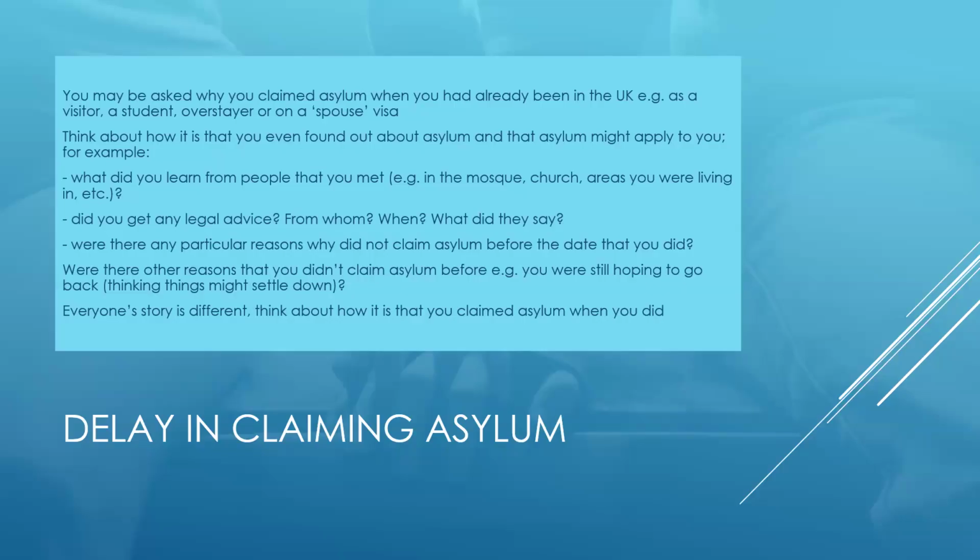Did you get any legal advice? If so, who was it from? When did you get it? What did they say? Were there any particular reasons why you did not claim asylum before the date that you did? Is it partly that you didn't know that it was something you could do, or you were thinking maybe you could go back? So were there other reasons that you didn't claim asylum before? Were you, for example, still hoping to go back, thinking that things might settle down? Now, everyone's story is different, so think about how it is that you claimed asylum when you did.